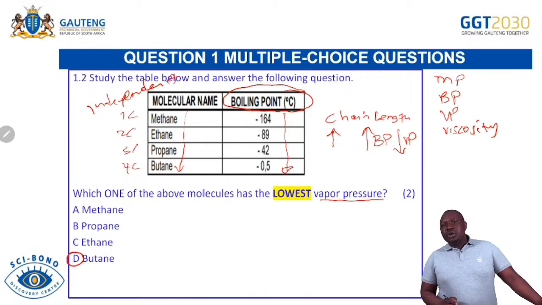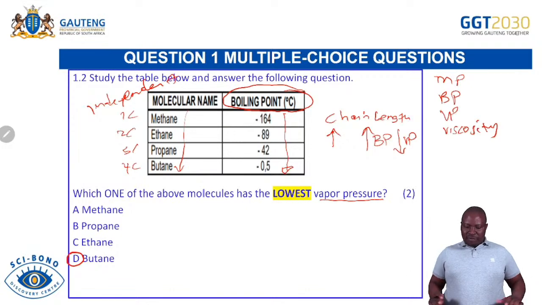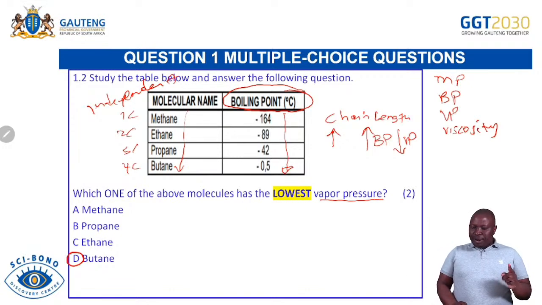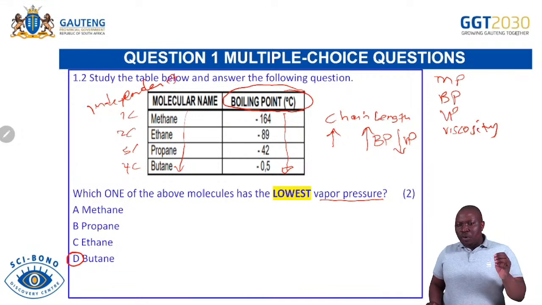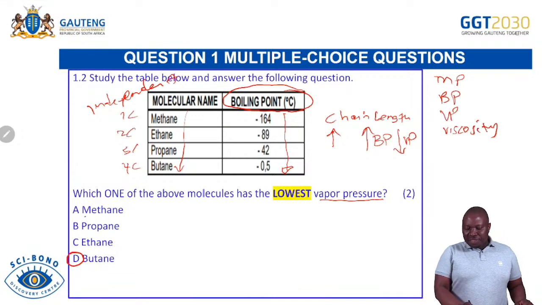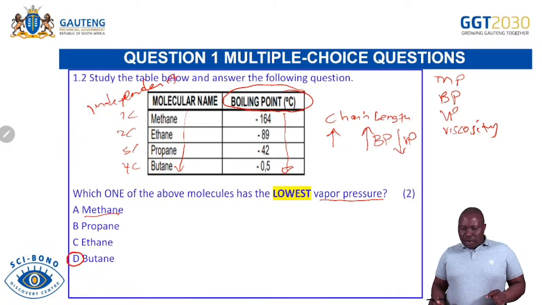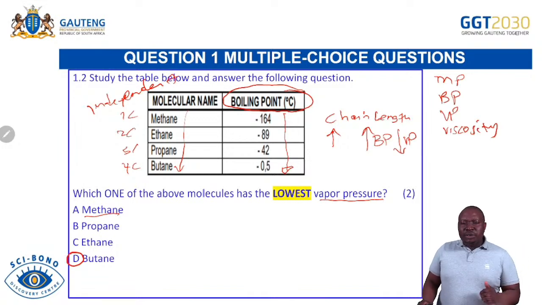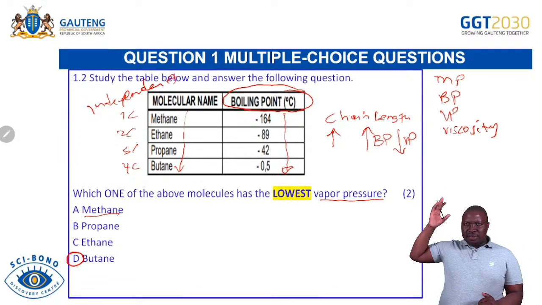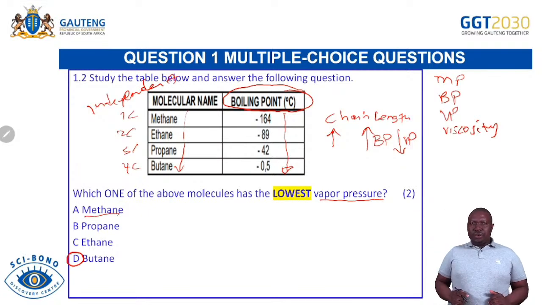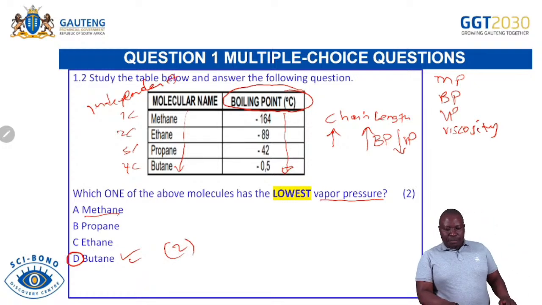Why butane? Because it has the highest strength of intermolecular force. I hope you understand that if we were asking about boiling point, the one with the lowest would have been methane. But because we're asking about vapor pressure, the lowest vapor pressure means the highest strength of intermolecular force. So you're able to choose D there, and you are able to get your 2 marks. I hope you are following me.